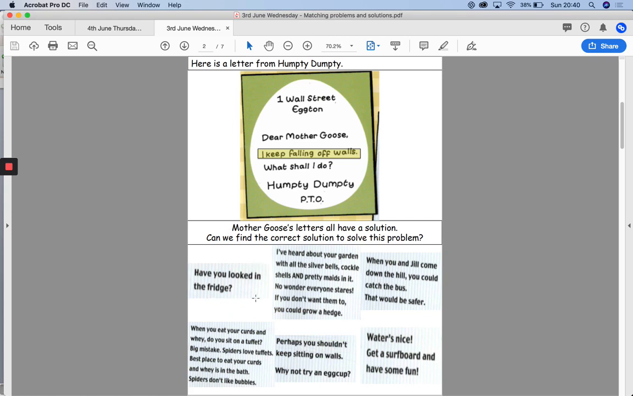So have you looked in the fridge? Probably would not do a very good job of giving a solution to Humpty Dumpty's problem, but perhaps you shouldn't keep sitting on walls. Why not try an egg cup? Would be the perfect solution, so that's one you'd match to it. Again, don't feel you have to print these off. It could just be a reading exercise or remembering what they have read previously.